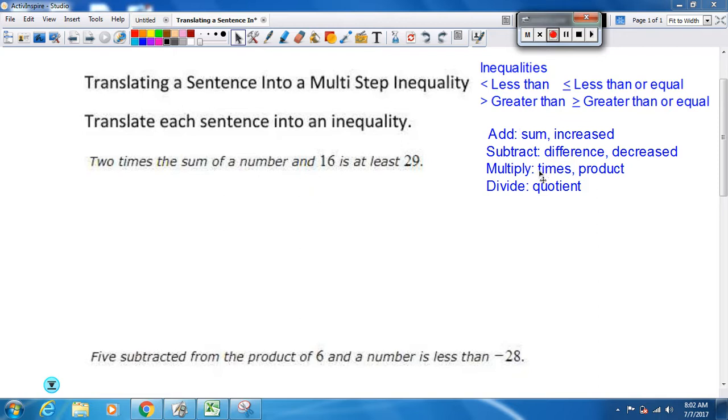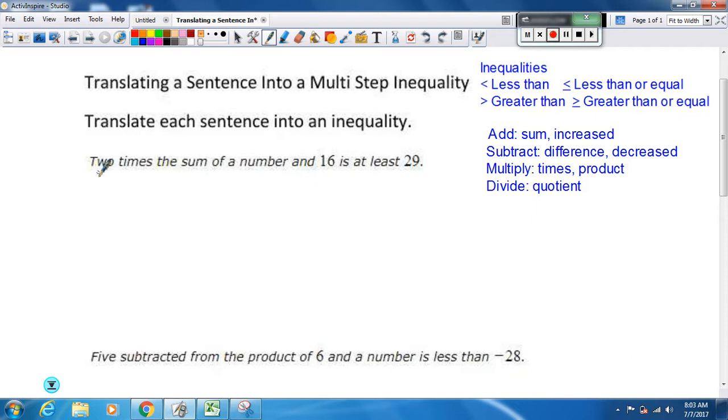Translating a sentence into a multi-step inequality, I have the inequalities listed here: less than or equal, greater than or equal. I also have some keywords. These are not all the words that are associated with these properties, but they are the most popular ones. Add, will use sum or increased. Subtract, difference or decreased. Multiply, times or product. Divide is usually used as the word quotient.